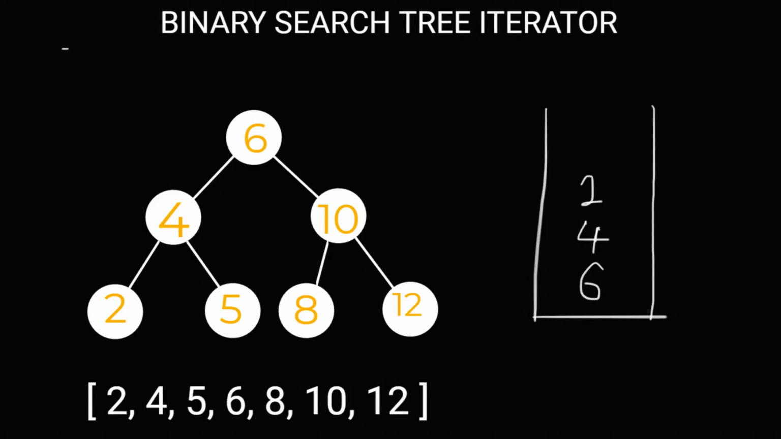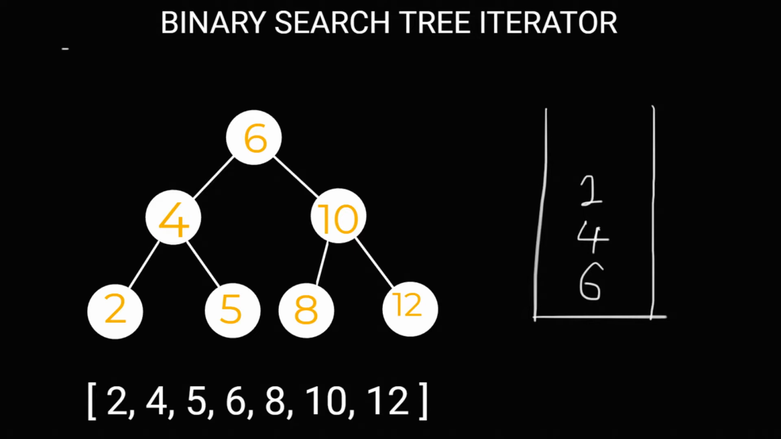Either the node we just popped out doesn't have a right child. In that case, everything's good. We do nothing. But if the node we just popped out has a right child, that right child should be the next smallest value in the BST, so we should add it to the top of the stack.